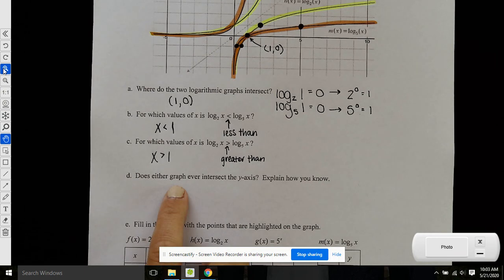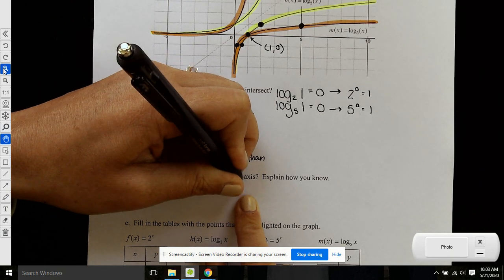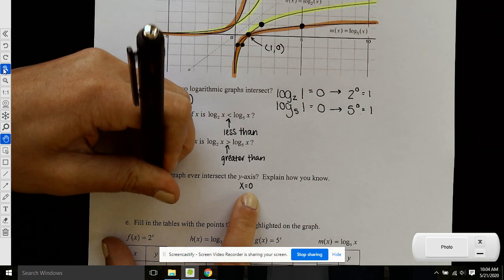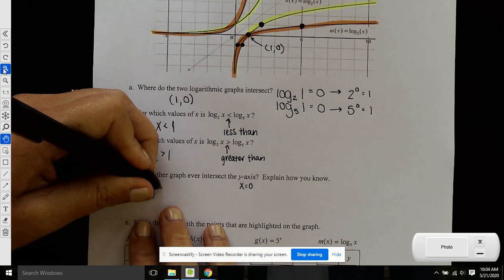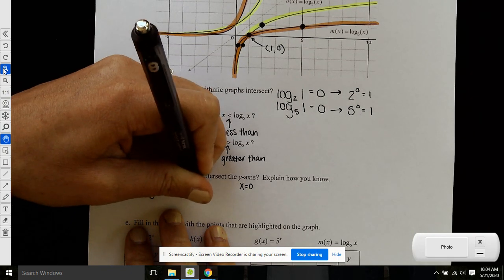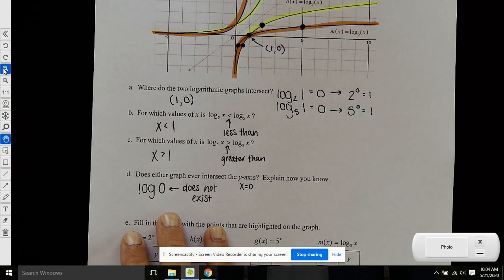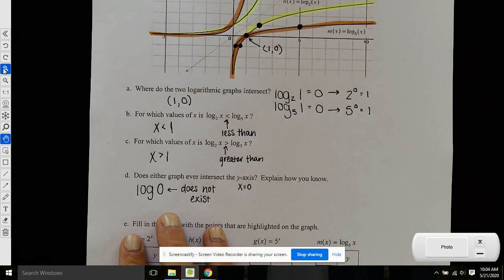Does either graph ever intersect the y-axis? If you're intersecting the y-axis, that would mean that x equals 0. And since log of 0 does not exist, that means that it does not intersect the y-axis and it cannot intersect the y-axis. So this is called an asymptote.